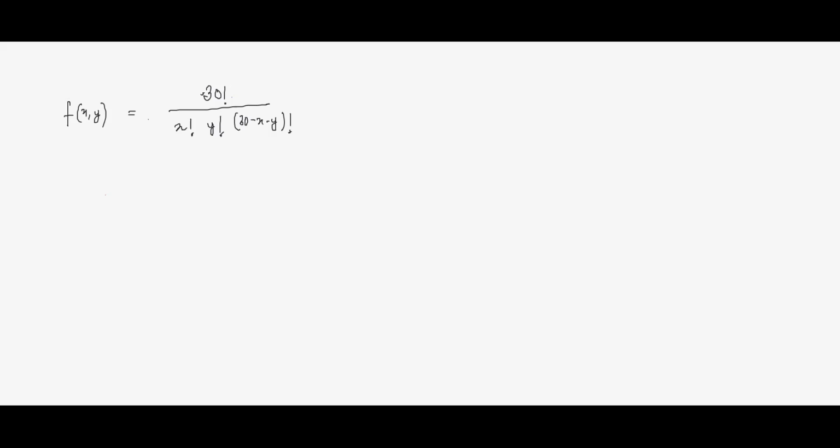So how do we do the equivalent of a partial derivative? We do f of x plus 1. We fix x, y, and do this. And if this is greater than or equal to 1, by doing some computation, you will see it's equivalent to saying that (30 minus x minus y) by (x plus 1) is greater than or equal to 1, which is again equivalent to 29 being greater than or equal to twice x plus y.